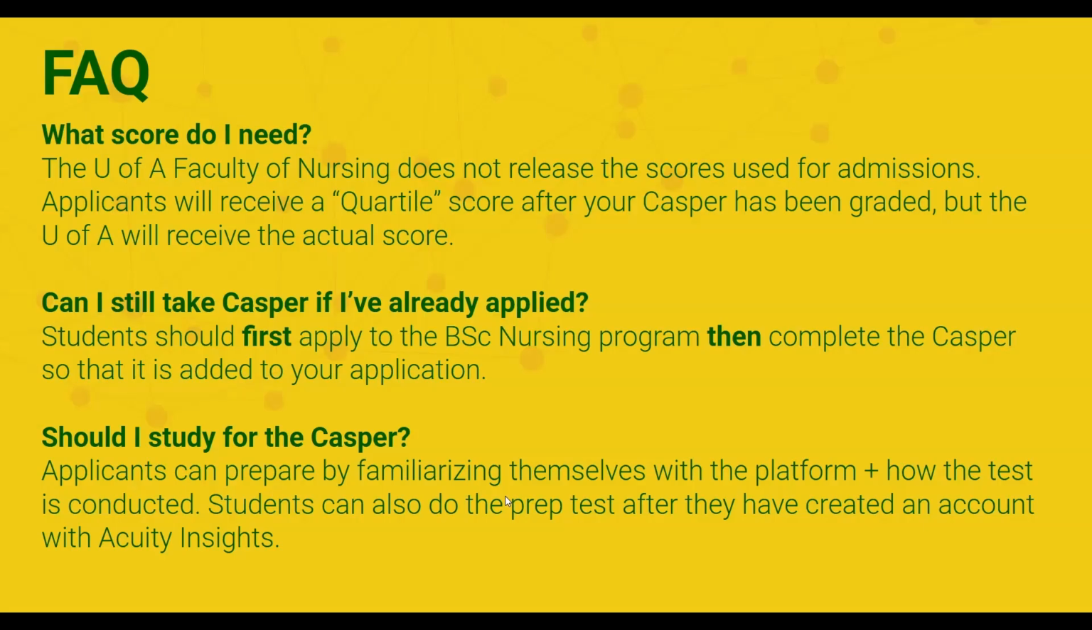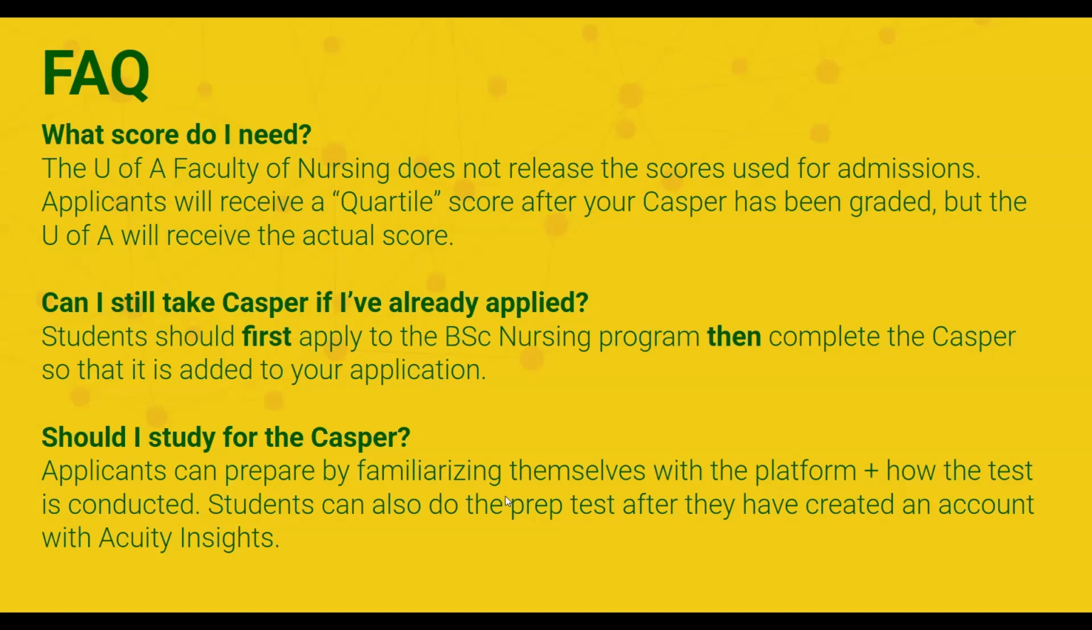And here we have some FAQs. What score do I need? The U of A Faculty of Nursing does not actually release the scores used for admission. These scores change every single year, so they cannot share which scores are accepted and which scores are denied, unfortunately. Applicants will receive a quartile score after your Casper has been graded, but the U of A will receive the actual score. If your score does not allow you admission into the program, this may allow you to reflect on the type of profession that is better suited for you. It would be recommended to reach out to a counselor to see what other programs may be a good fit for you.